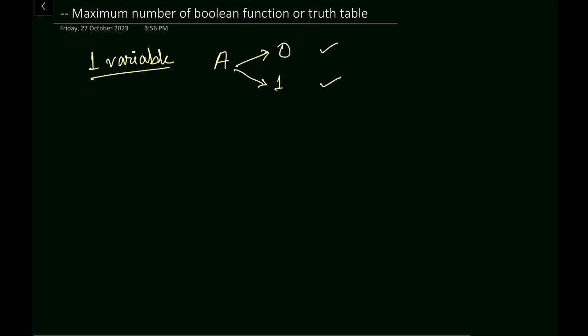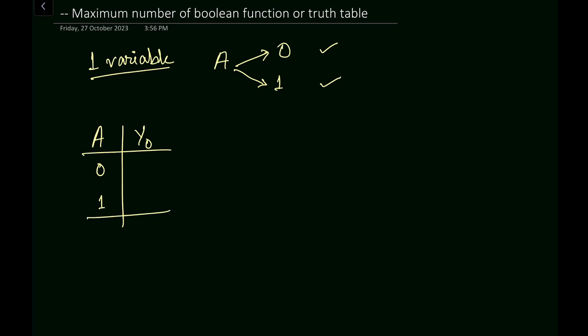First of all, let me write down here. If we have A as the input, suppose y0 is the output. A can have 0 as well as 1 value, because we are implementing binary functions, and binary means 0 and 1. So 0 and 1, these are the two inputs. For these two inputs, we may have all the outputs 0. This is one case. Let us consider another case.